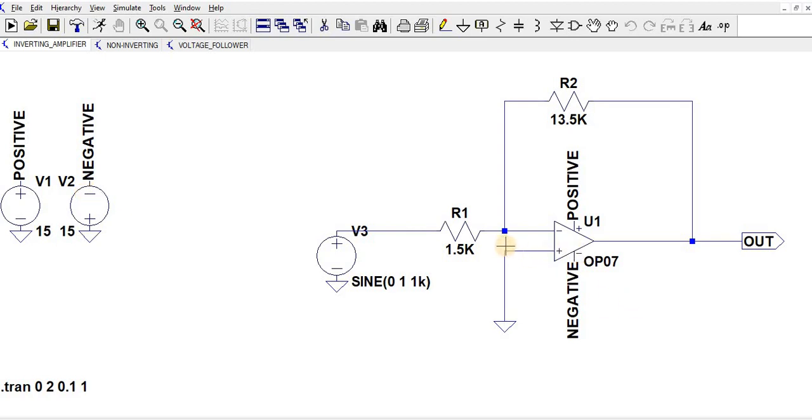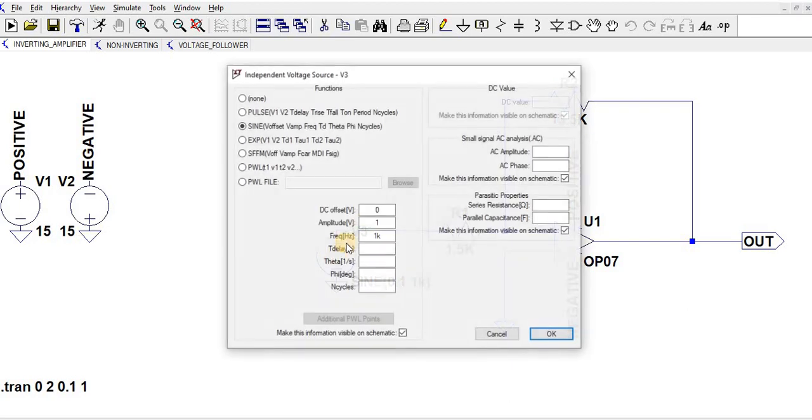Then we are going to perform the inverting amplifier. I'm going to give the input on the negative terminal and the positive terminal is grounded over here. Here I need to form a closed loop, so I have given the negative feedback from the output side. R1 is 1.5k and R2 is 13.5k to get a proper output. I have given a sine waveform with a frequency of 1 kHz and a maximum amplitude of 1.